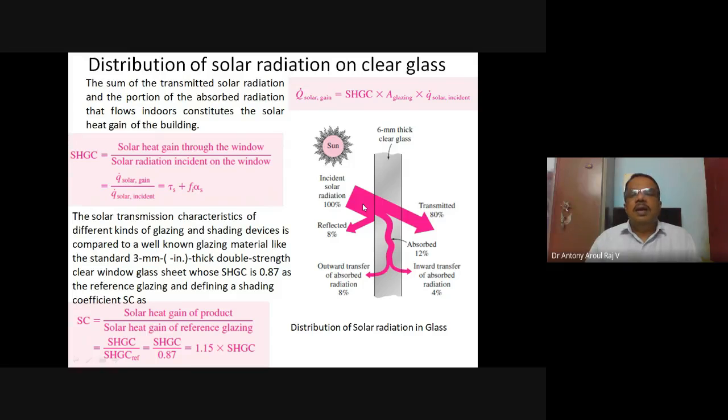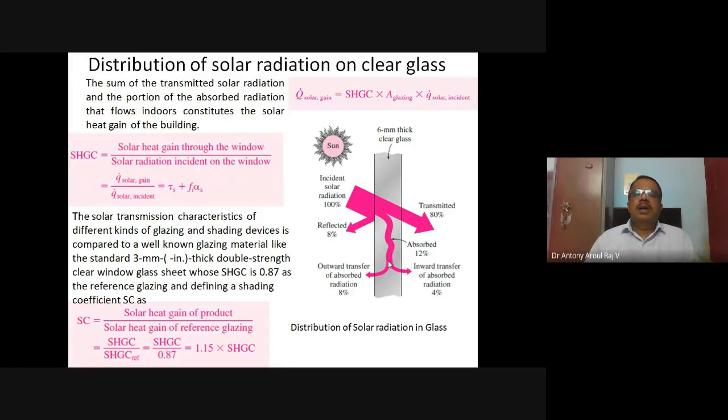And one more point I told: for a clear glass, the absorptivity will be less, so the heat absorbed by the glass will be very much lesser. But if the amount of heat transmitted into the building is less, then absorptivity will be more, so the temperature rise in the glass will be very much higher. So this point we should note.